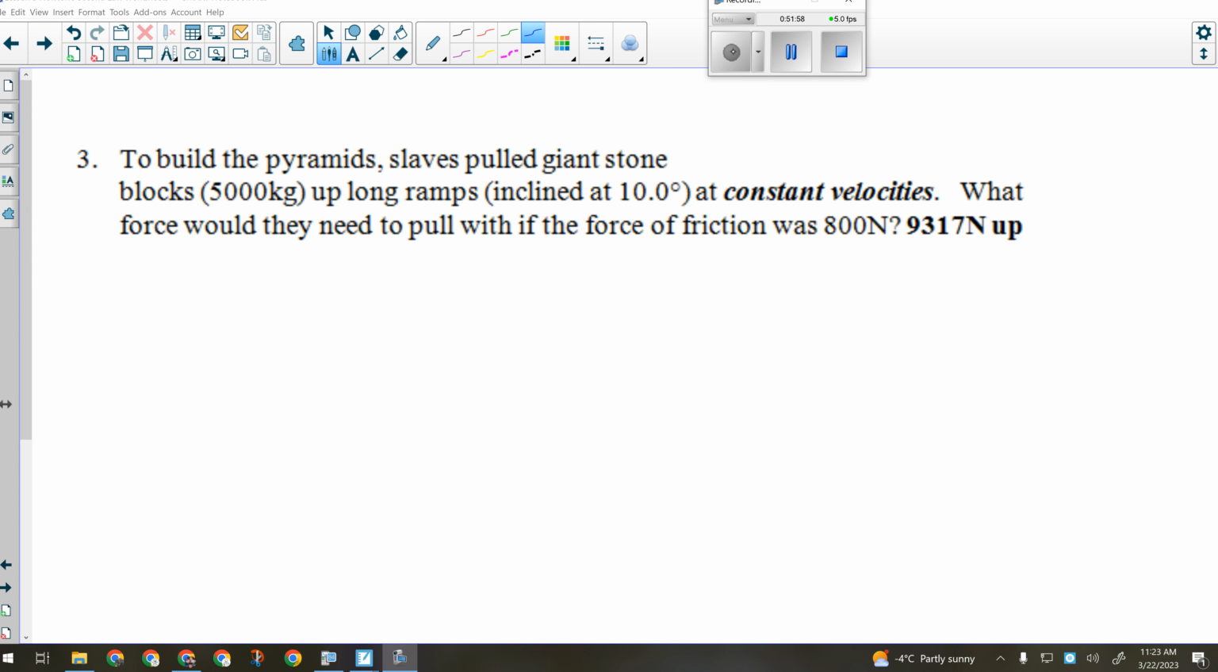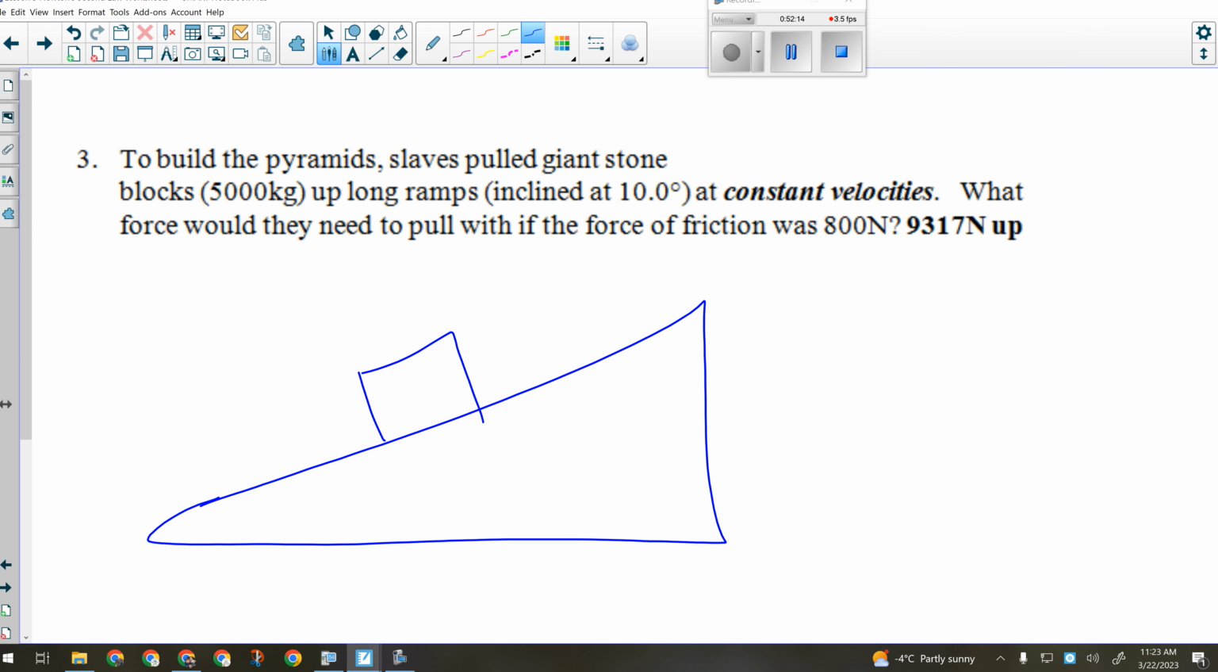Constant velocity. What does that mean about the net force? It's 0. So that means the forces acting up the ramp and the forces acting down the ramp are equal. So if they're looking for how much force is going to be required to push these rocks up the ramp, that would be the applied force. Well, then that's going to equal the sum of the two forces acting down the ramp, which we should be able to calculate. In fact, we're given friction. They say it's 800 newtons. So we should be able to figure out what F parallel is, and then they add together so that your net force is 0.